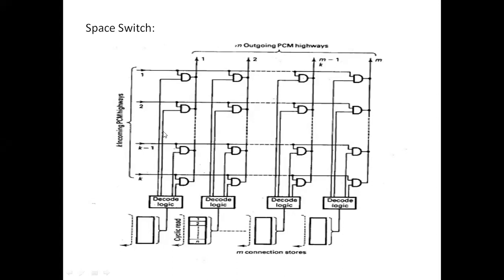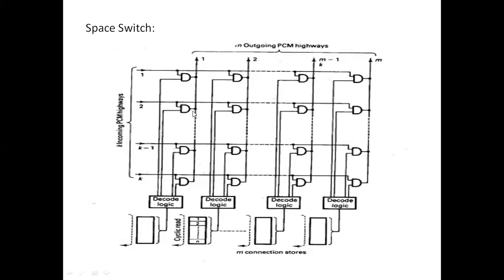For example, if at a particular instant of time a slot coming on channel 2 of the incoming PCM highway were to be diverted to any one of the outgoing PCM highways, let's say the first outgoing PCM highway, if any slot from an incoming PCM highway were to be switched, the control logic will activate.